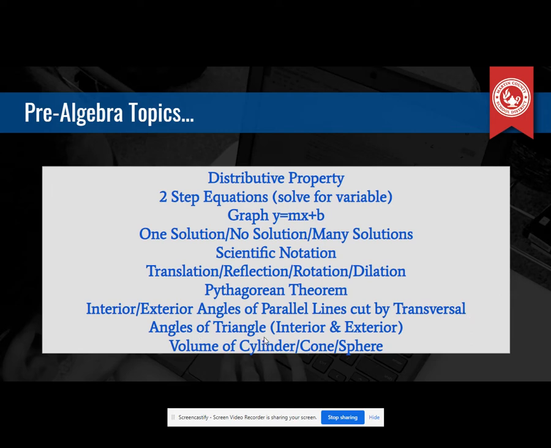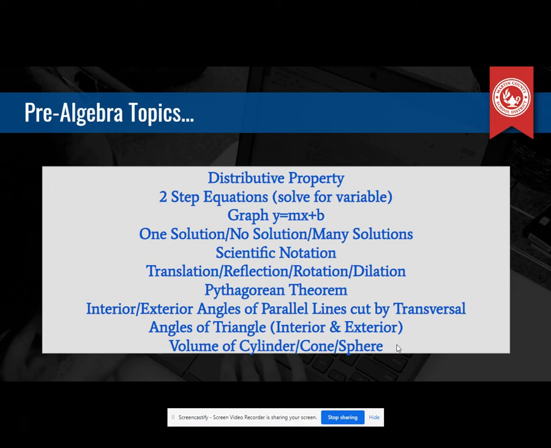Okay, angles of a triangle, the three inside add up to 180, and then you know that the exterior angle equals the two opposite angles inside of the triangle. And lastly, volume of a cylinder, cone, or sphere. We just went over this.